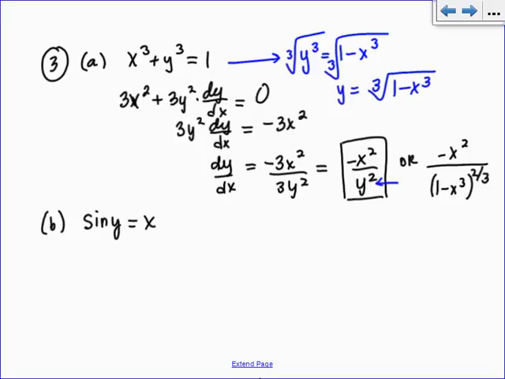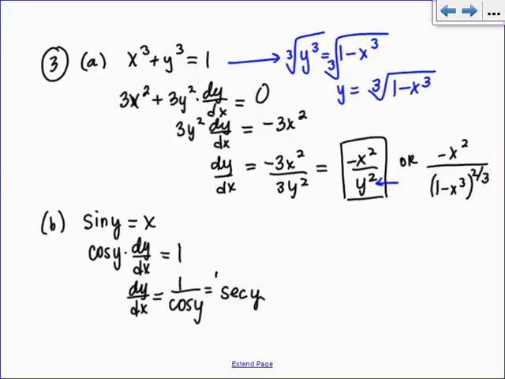The derivative of sine of y is going to be cosine of y times dy over dx, and the derivative of x is going to be 1. So we're going to have dy over dx equals 1 over cosine of y, which is really the same as secant of y. If they put the y back in this one, it would be secant of inverse sine of x equals dy over dx. Really gross, right? So we don't typically put things back in.